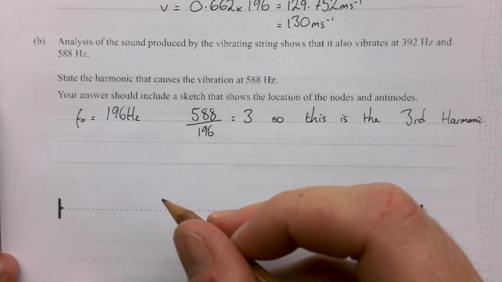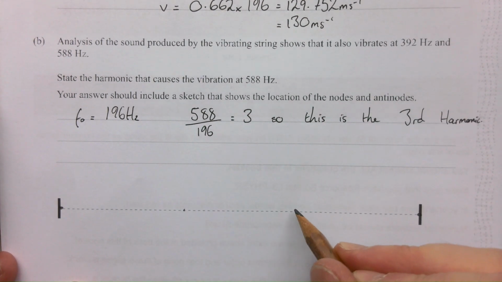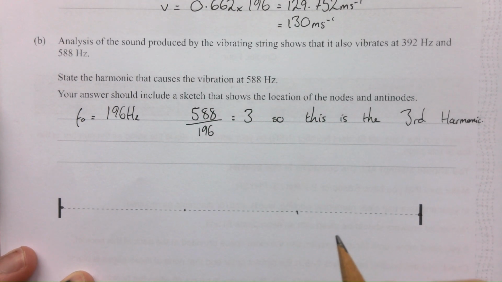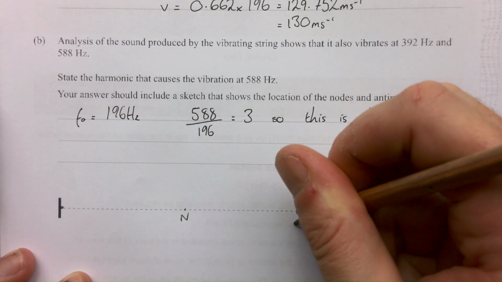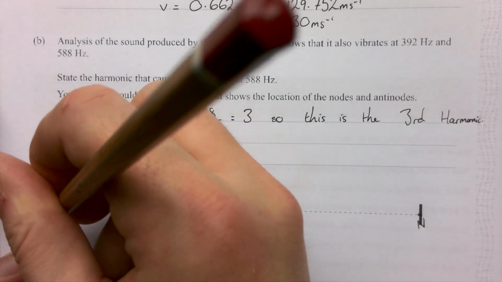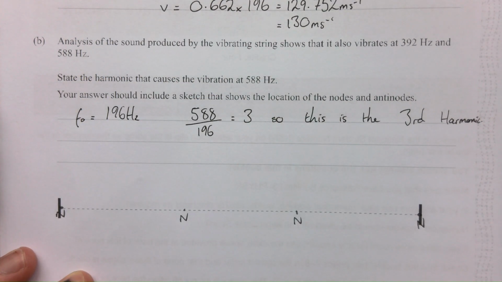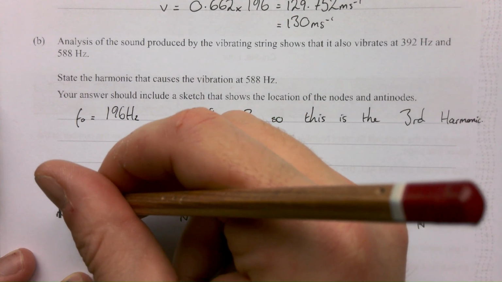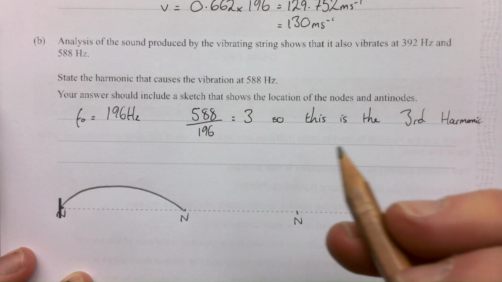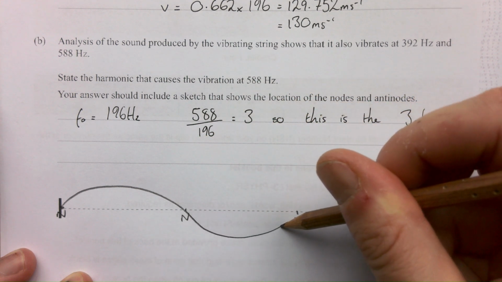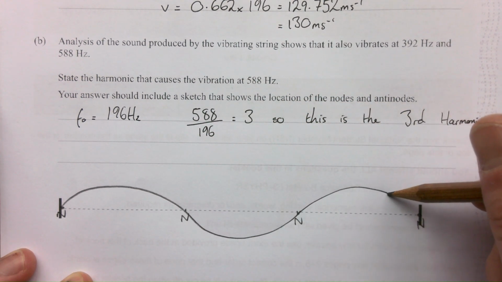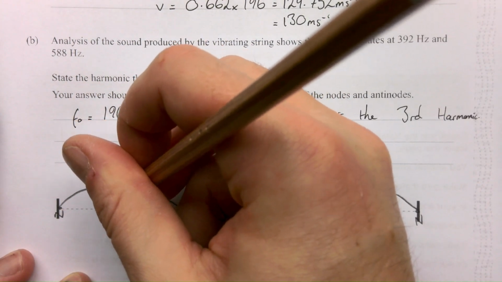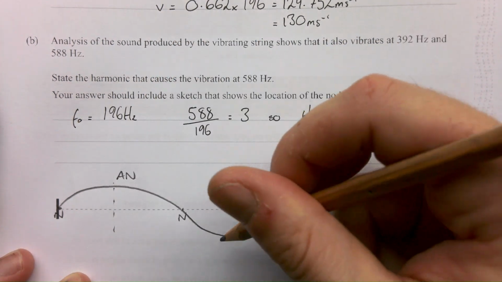So I'm going to try my best to split this into 3, just really eyeballing it, not really measuring it out. Okay. Now, these are all going to be our nodes. Okay, all of those 4 points are going to be our nodes. We're then going to just fill in the gaps with a half wave between each of those nodes. Okay, easy as that. The last thing is just to label on your antinodes.